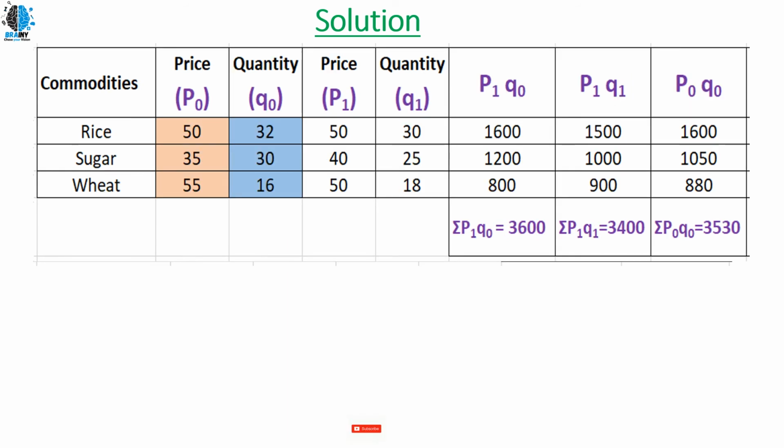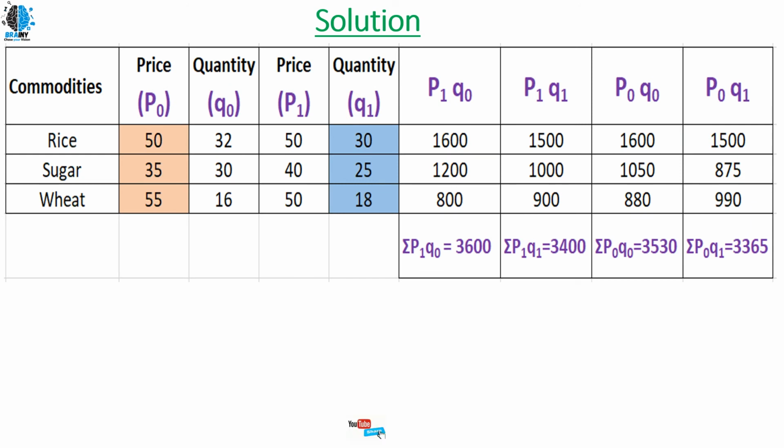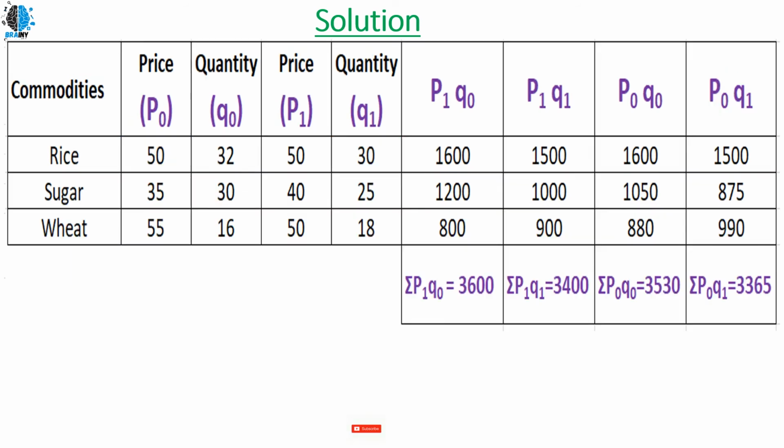Next I have P0Q0. After multiplication of P0Q0, the summation value I am getting is 3530. Next we have the last one, P0Q1. After multiplication of P0Q1 values, the summation P0Q1 is equal to 3365. So this is the calculation of our table. The table creation is done. Now let's start with our formula wherein we are going to test time reversal as well as factor reversal.